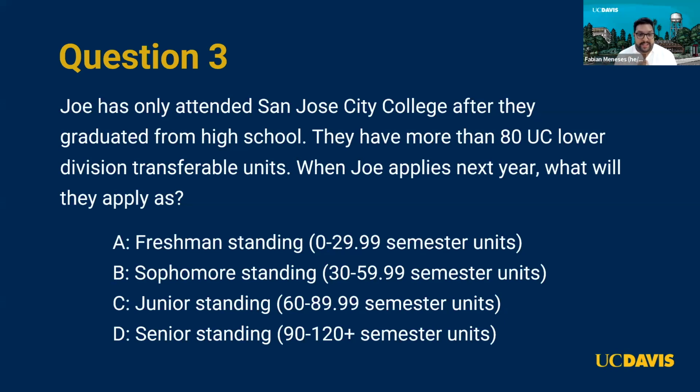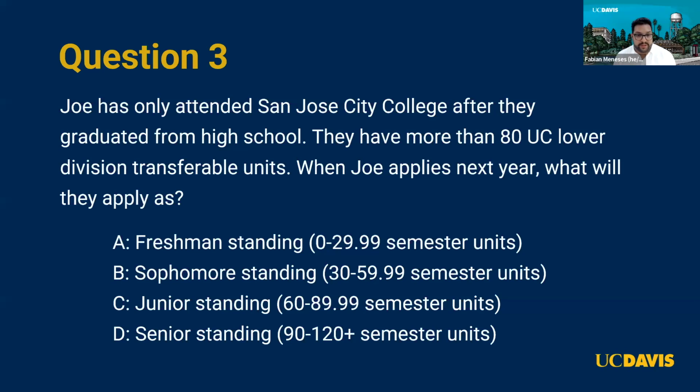Joe will apply as a transfer applicant with junior level standing. So the key word here is only attended. If you only attended a California community college, just because you have 60 units on your transcript does not mean that they were all CSU transferable or UC transferable. So it is important that when you meet with the university rep that you ask about your transferable units so you know where you stand.